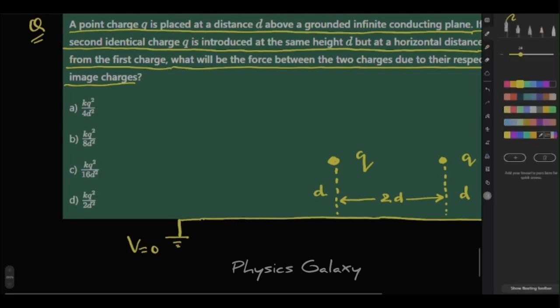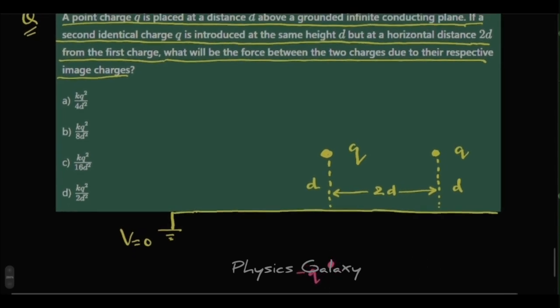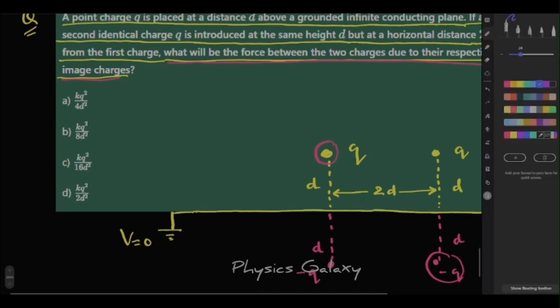Now there will be image charges. So we'll put our image charge here. This is our first image charge, minus q, at the same separation, at a distance of d. Similarly for the second charge, we'll have again minus q at distance d. Now what we have to find is the force between the two charges due to their respective image charges. That means we have to find the force on this charge due to the image charge of the second charge. So let's find it out.